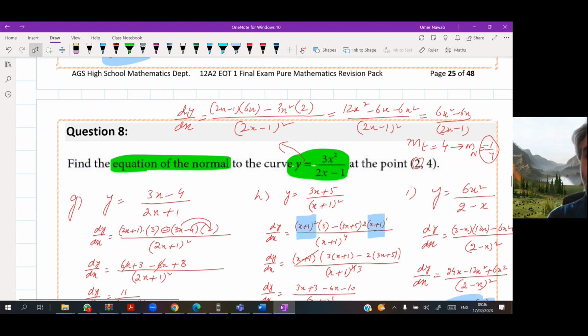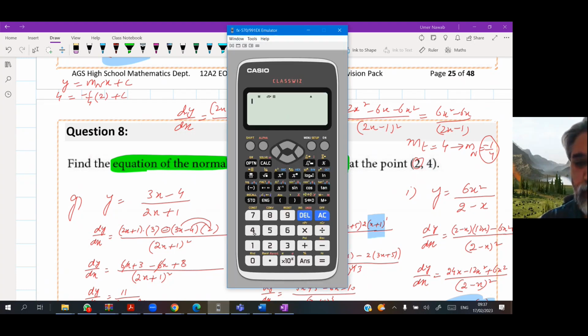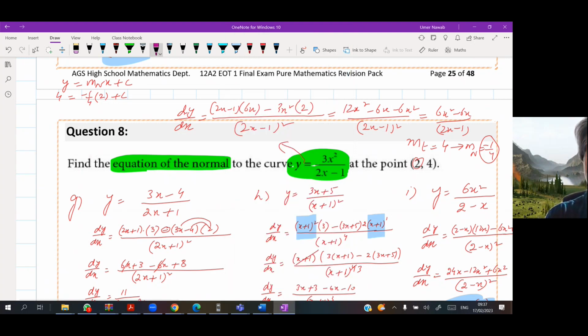We're interested in the equation of a normal line. y equals mx plus c. I want to get c. The y coordinate is 4. The normal gradient is minus 1 over 4, x is 2, plus c. Let me get the value of c. 4 equals minus 1 over 4 times 2, plus c. Shift solve. c is 4.5. So I got c equals 4.5.